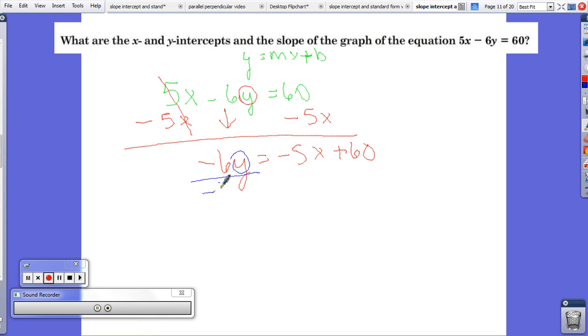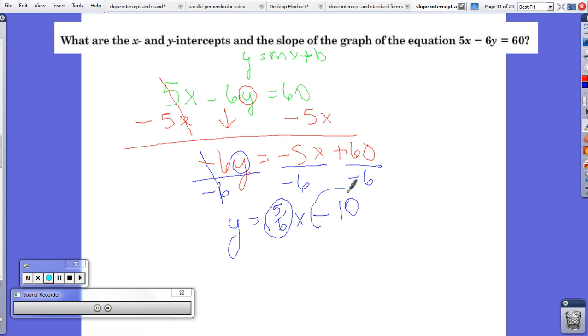So I need to divide by negative 6, divide everything by negative 6. These cancel. I'm left with y is equal to a negative divided by a negative is positive 5 over 6x. A positive divided by a negative is negative. 60 divided by 6 is 10. Now, here's my slope. Now you notice, this is my b, right? This is my y-intercept. Isn't that what we got? Didn't we get for y-intercept 0, negative 10? Ta-da! It's another way to check. Woohoo!